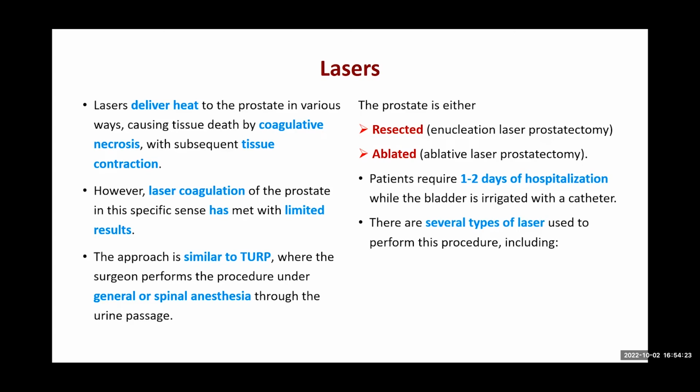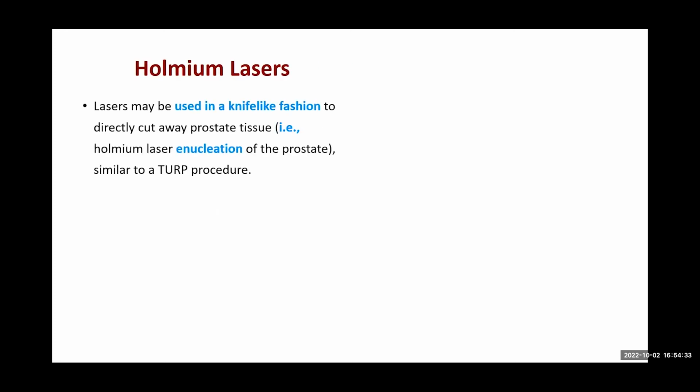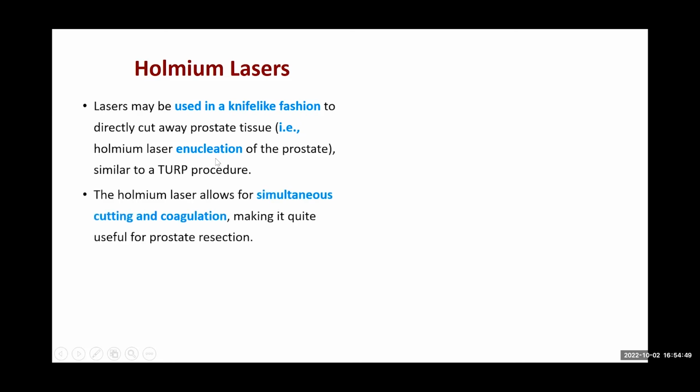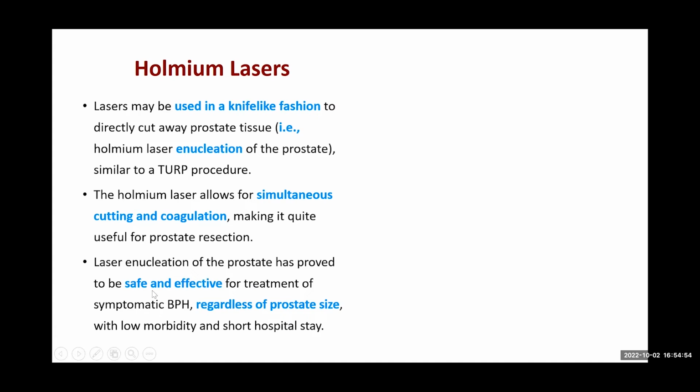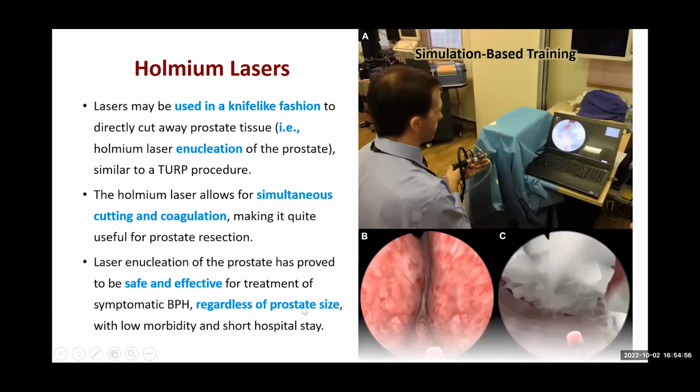There are several types of laser used to perform this procedure, and they are green light laser, holmium laser, and thulium laser. Okay, so holmium laser, they are the most commonly used ones, and they are perhaps the most preferred ones. Lasers may be used in a knife-like fashion to directly cut away prostate tissue, and this is known as holmium laser enucleation of the prostate. It allows for simultaneous cutting and coagulation. It is safe and effective regardless of the prostate size.